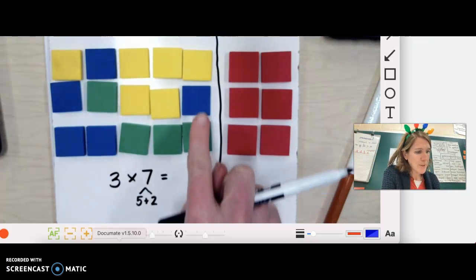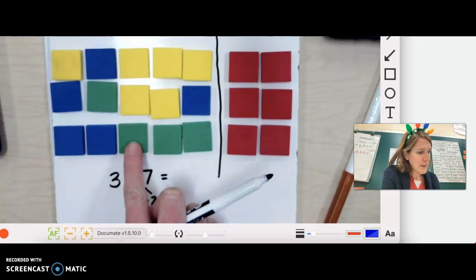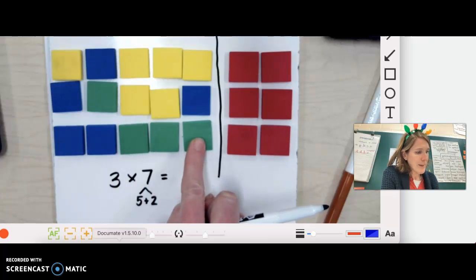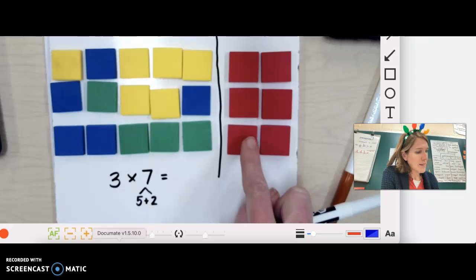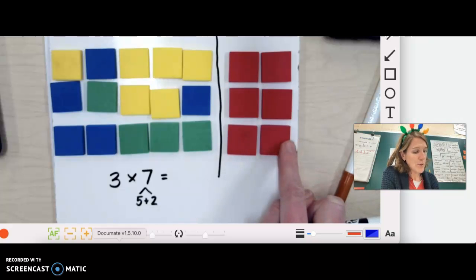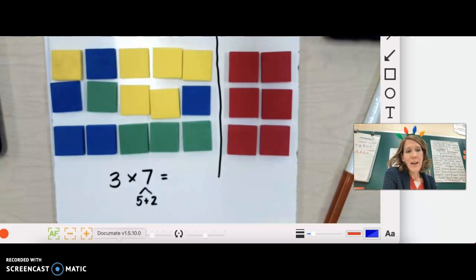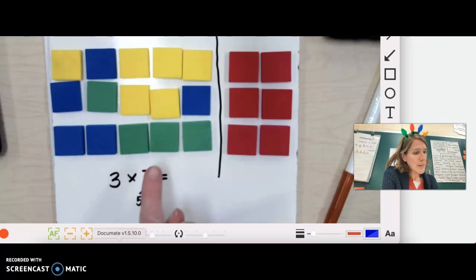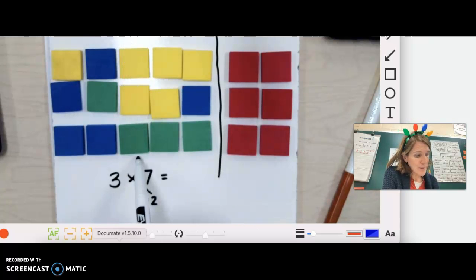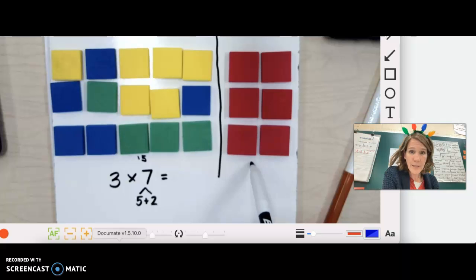This would be 3 times 5, right? 3 times 5. And this would be 3 times 2. And if I add them together, I get 3 times 7. 3 times 5 is 15. 3 times 2 is 6. 15 plus 6 is 21.